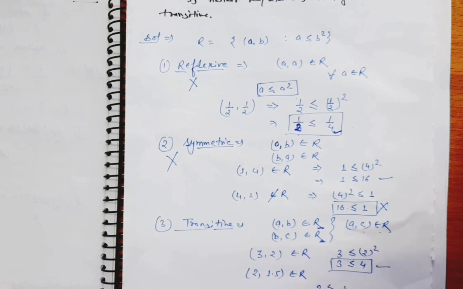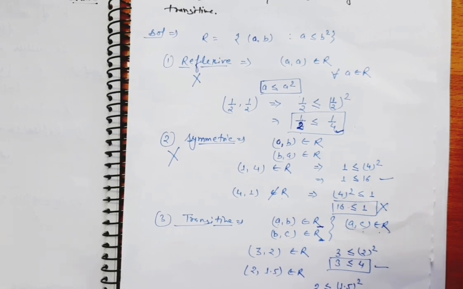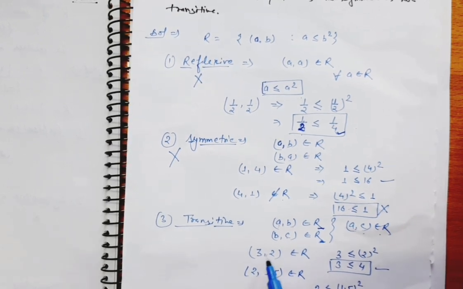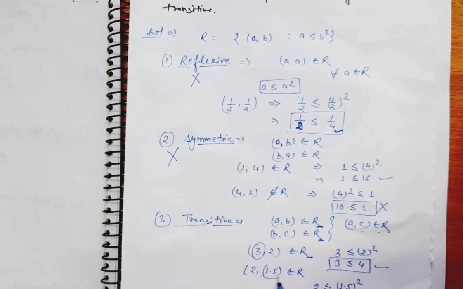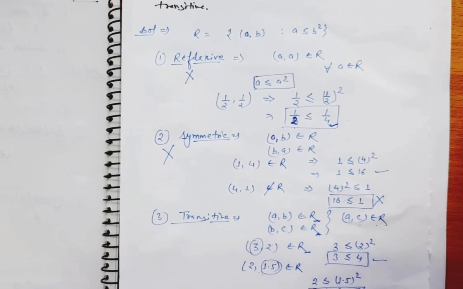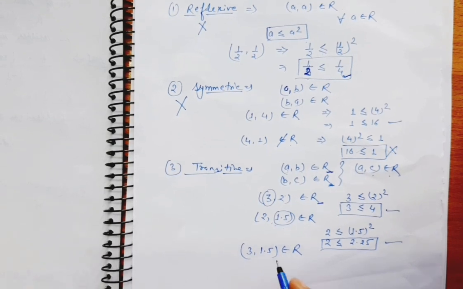A is less than or equal to 1.5 squared. So 2 is less than or equal to 2.25, so this relation is also true. So these two numbers belong to relation R. Now after these, 3 comma 1.5 should also belong to R if it is transitive.